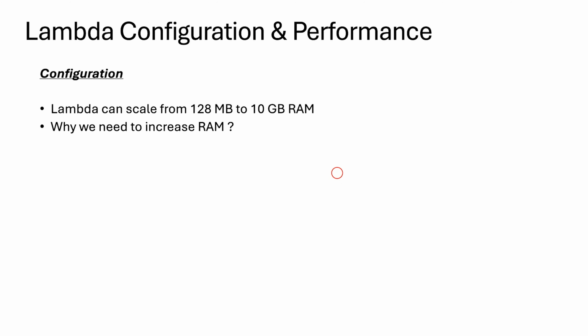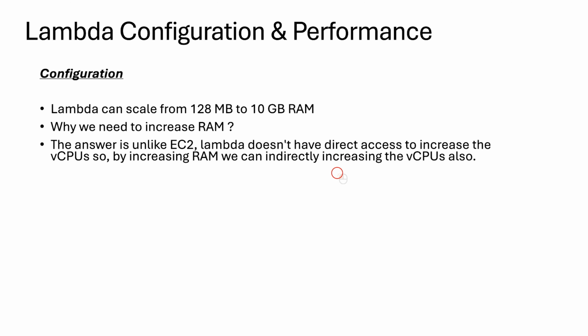So why do we need to increase RAM? What is the benefit for us? The answer is, unlike EC2, Lambda doesn't have direct access to increase the vCPUs. So by increasing RAM, we can indirectly increase the vCPUs also. Lambda doesn't have an option to add vCPUs.